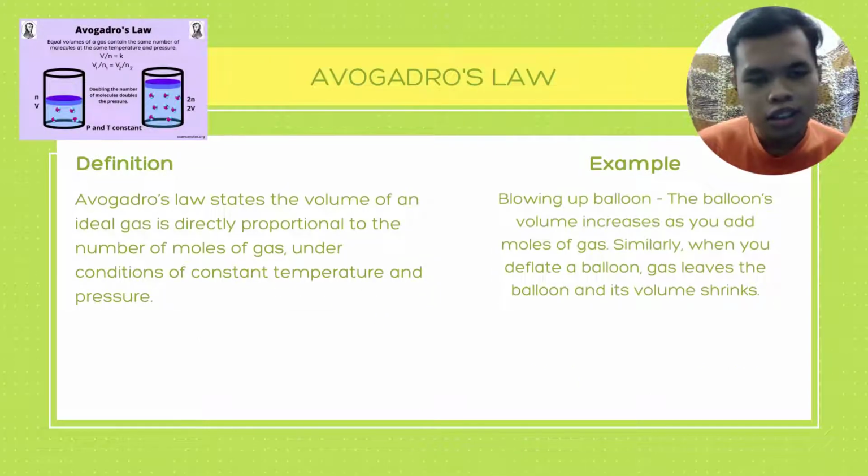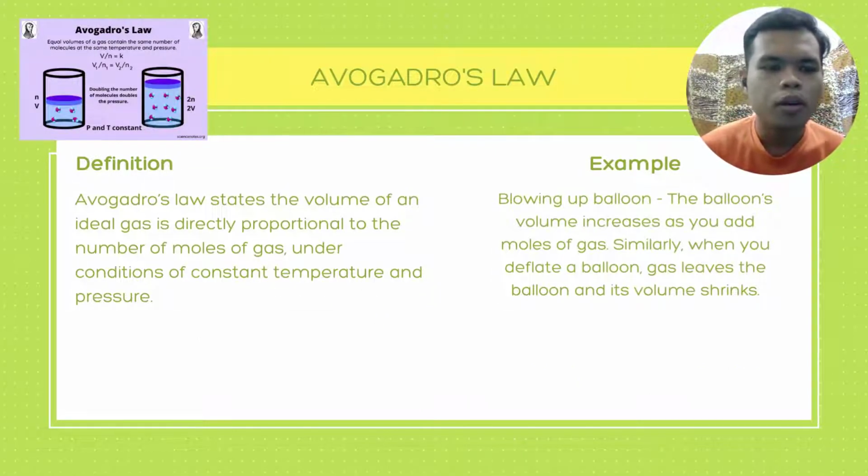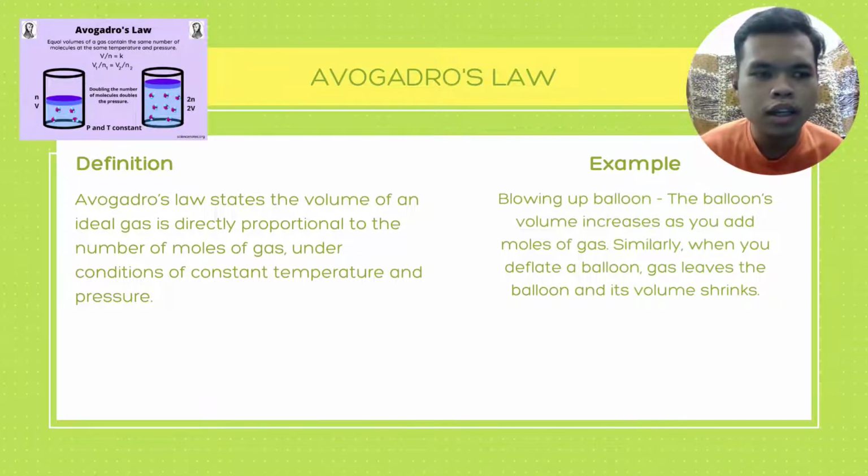The last gas law is Avogadro's law. Avogadro's law states that the volume of an ideal gas is directly proportional to the number of moles of gas, under conditions of constant temperature and pressure. As an example, when blowing up a balloon, the balloon's volume increases as you add more gas. Similarly, when you deflate the balloon, the gas leaves the balloon and its volume decreases.